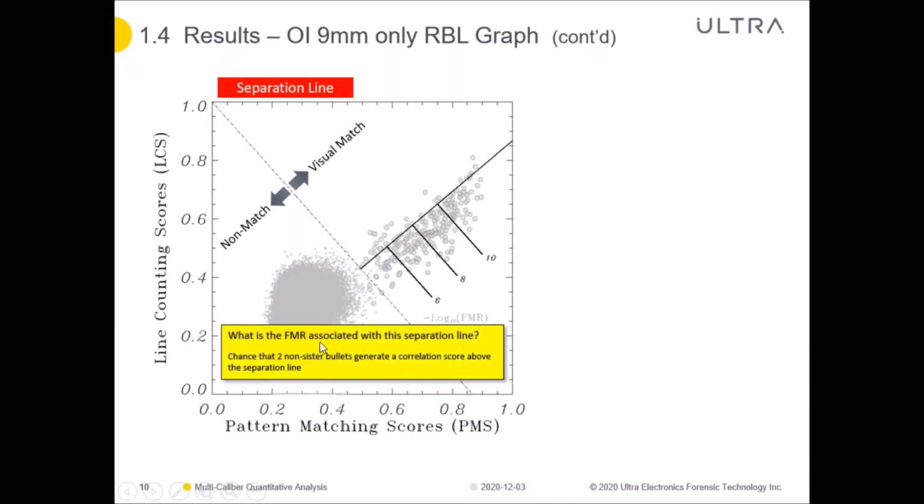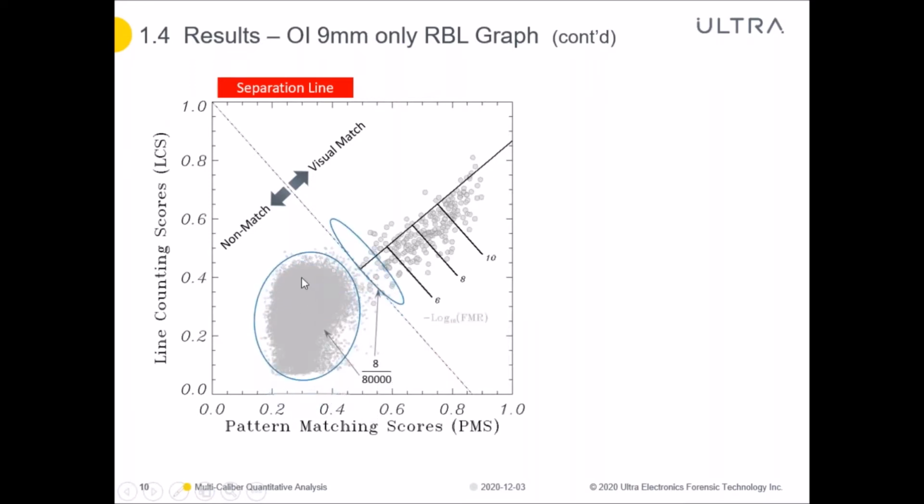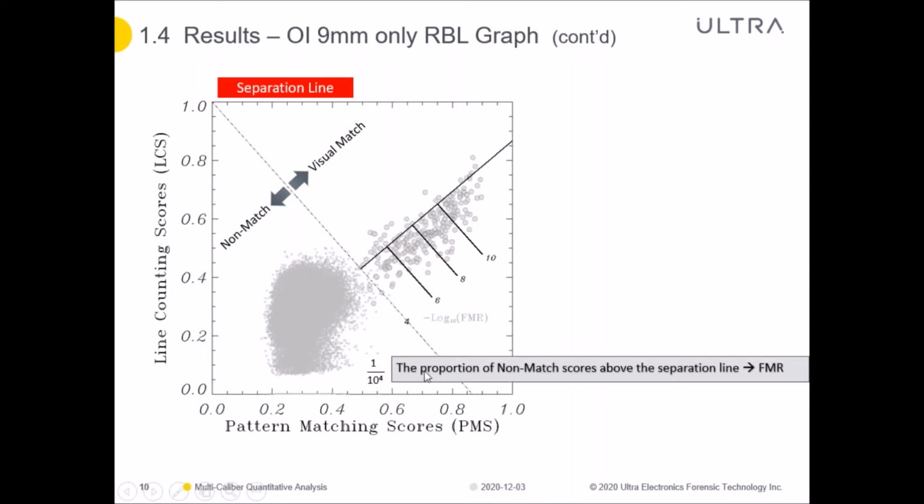What is the false match rate associated with this separation line? Well, it is the chance that two non-sister bullets generate a correlation score above that separation line right here. If we have 80,000 non-matching scores right here, and if we look closely, there are only 8 of them that reach the line and actually go above that line. So we have a ratio of 8 over 80,000, which is 1 over 10,000, which is 1 over 10 to the 4th. This is the proportion of non-matching scores above the separation. It is my false match rate for my separation line.